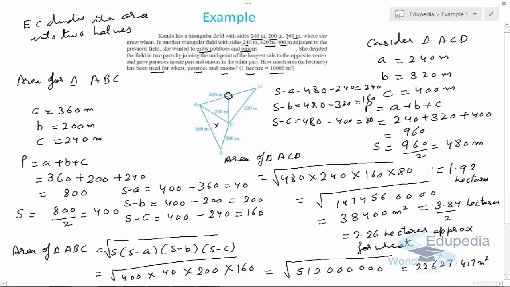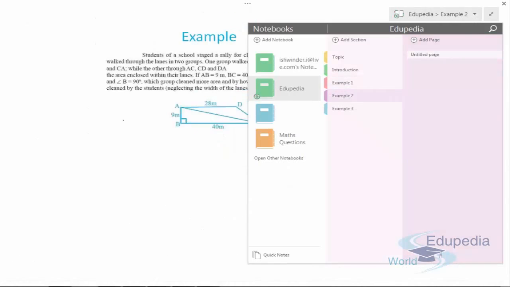So we can say that Kamla will lay, let's say, potatoes and onion in two equal halves of 1.92 hectares each. This is how we can use Heron's formula in a real life example. So let's discuss the next example, example number 2.